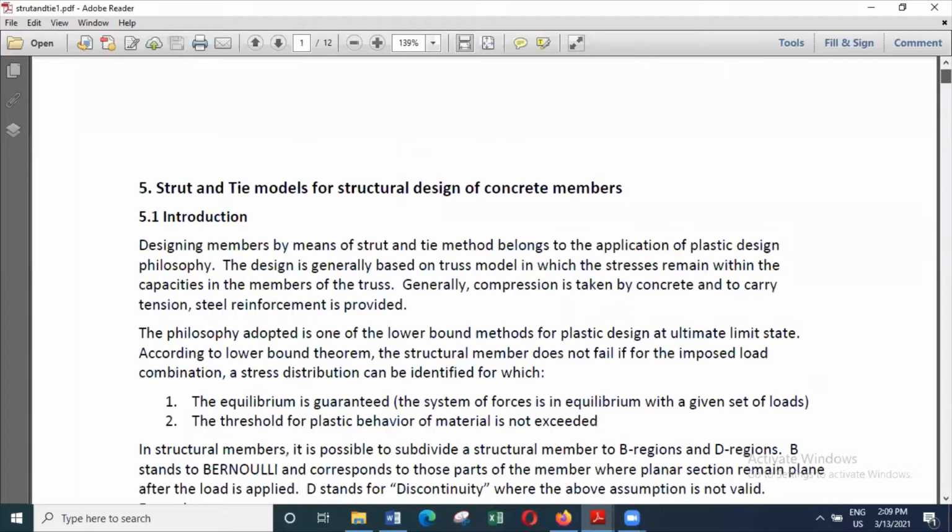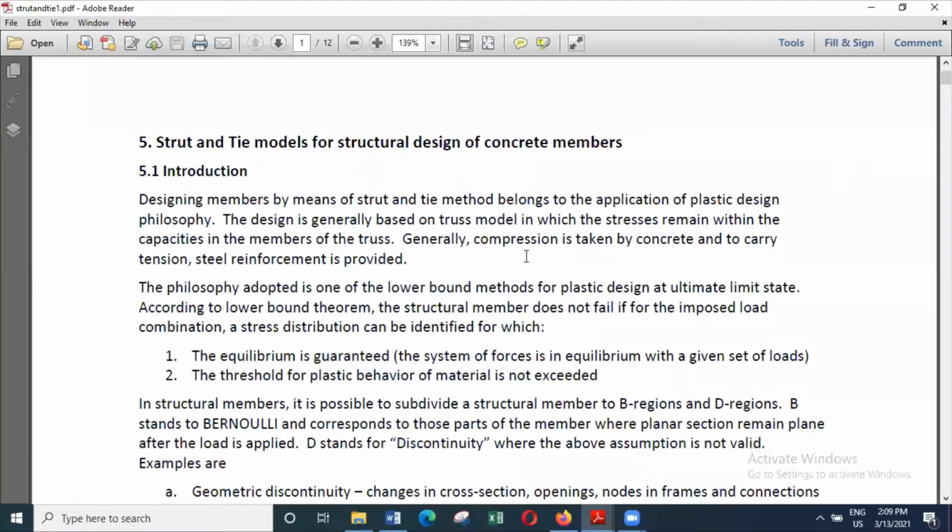And so basically compression is taken by concrete, and tension is carried by steel reinforcement. So this is actually based on one of the lower bound methods of plastic design. And according to this lower bound theorem, actually we use this lower bound theorem for all the structural design. What it says is the structural member does not fail if for the imposed load combination, a stress distribution can be identified for which the equilibrium is guaranteed.